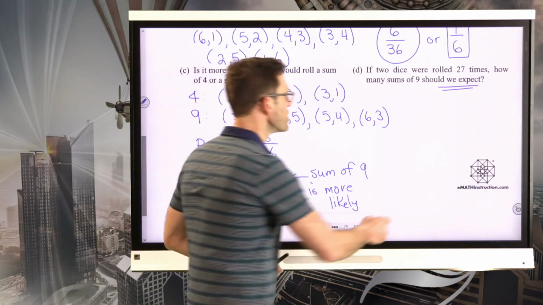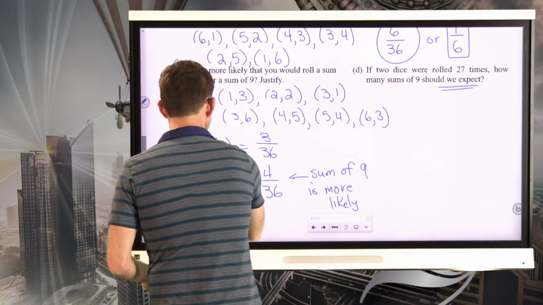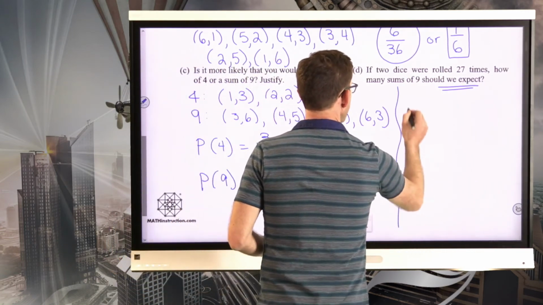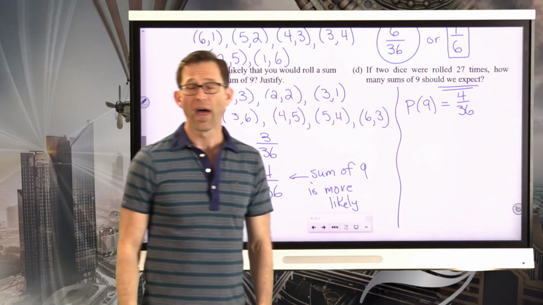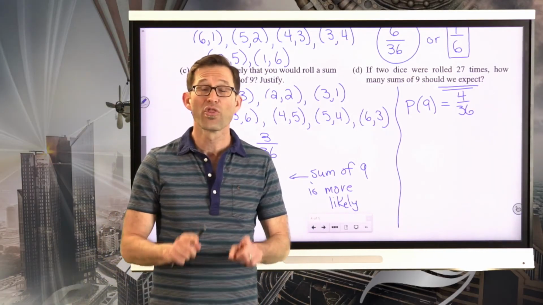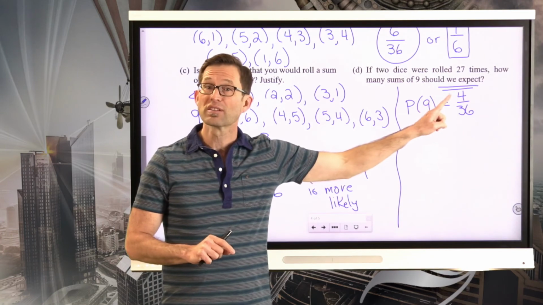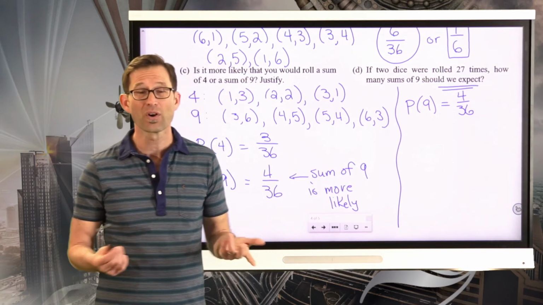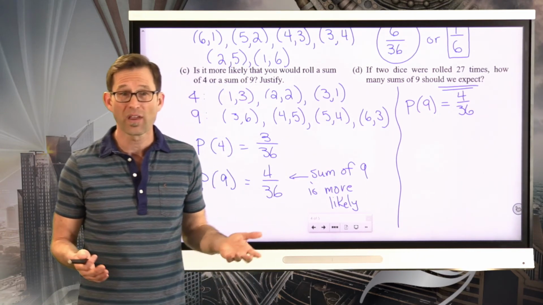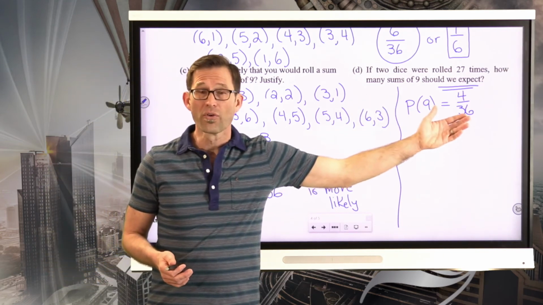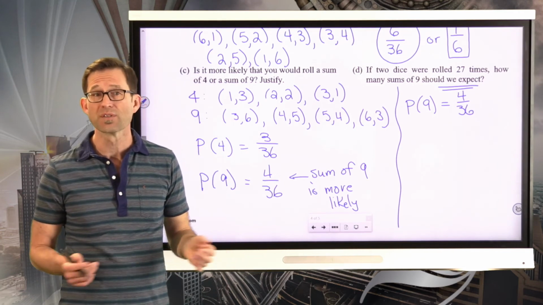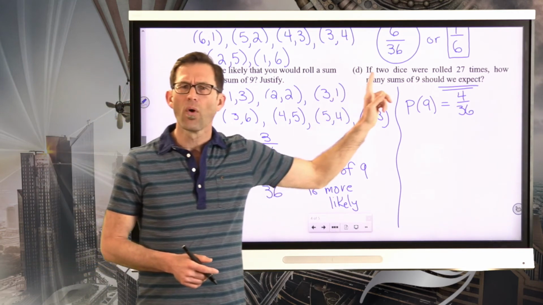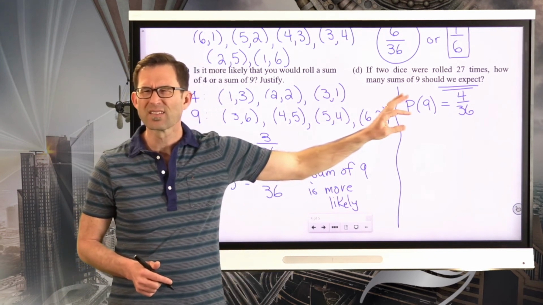All right, well, let me move this over. First, let's take a look. The probability of rolling a 9 is 4/36. Now, one way to think about that is if I rolled 2 dice 36 times, I would expect 4 sums of 9 to occur. Right? That's one way to think about it. So, if I roll 36 times, I would expect 4 of them to be sums of 9. But they say I roll 27 times. So that makes this a little bit harder.